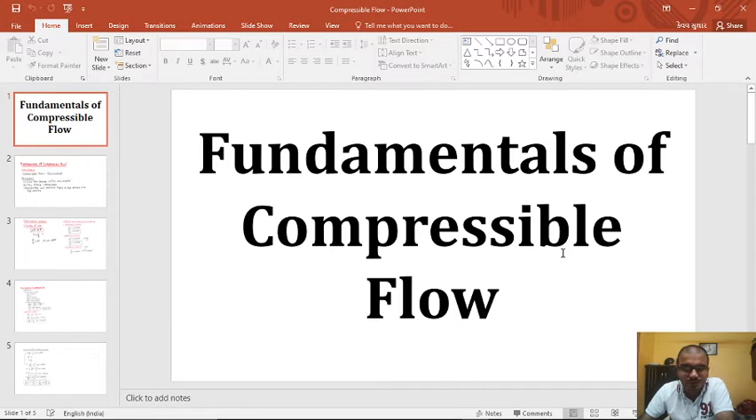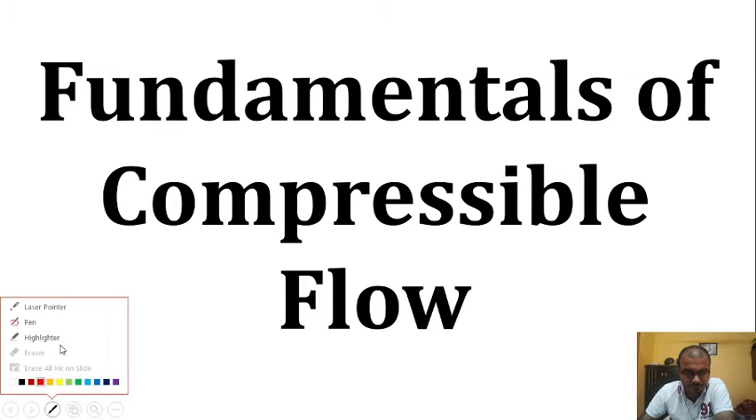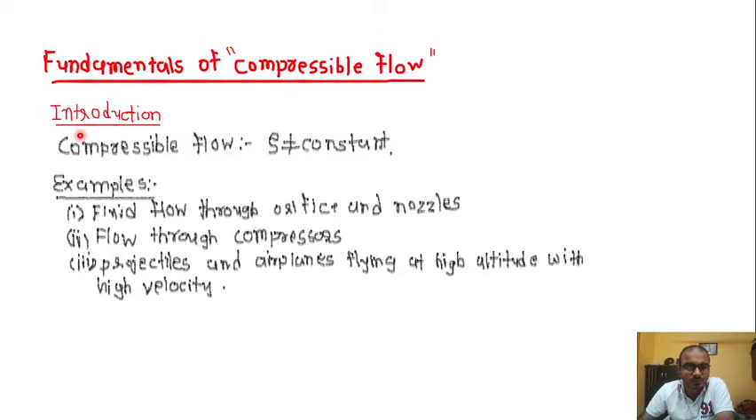So as usual, we will be doing a quick revision of our previous lecture first. In case of compressible flow, the density does not remain constant. There are a few examples like fluid flow through orifices and nozzles, flow through compressors, projectiles and airplanes flying at high altitude with high velocity.